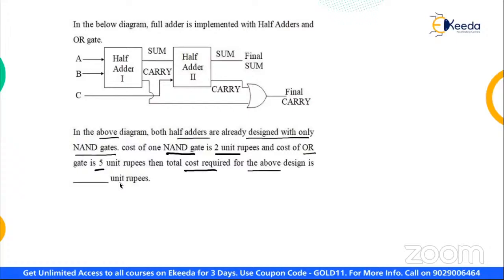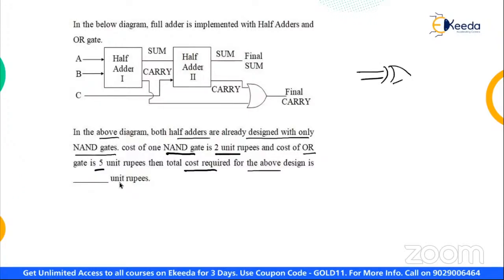Very good. One half adder requires 5 NAND gates. Very good, Vinit. So one half adder is going to require only 5 NAND gates. I'm sure you remember that standard diagram. I keep telling in even my theory lectures that you have to remember XOR gates. Always I keep on saying that.